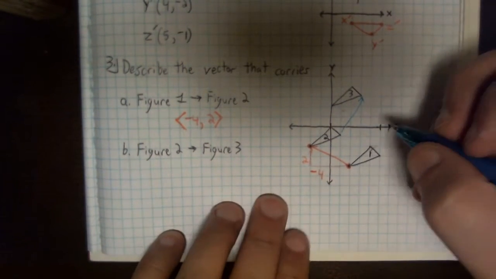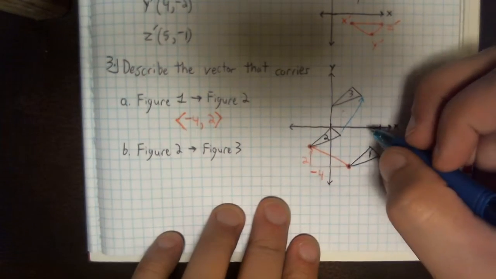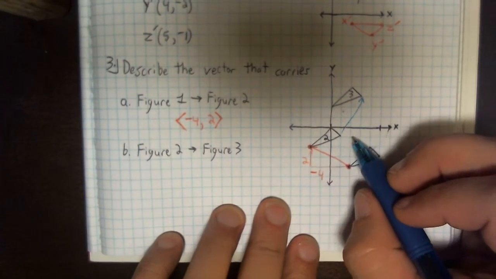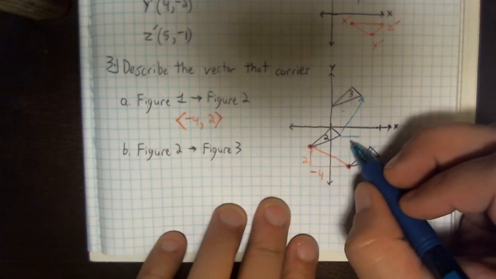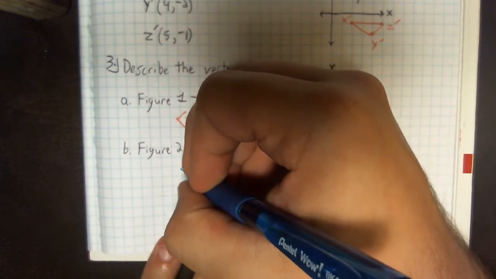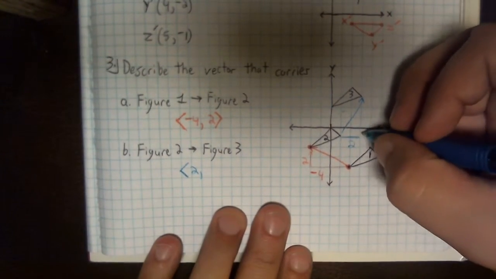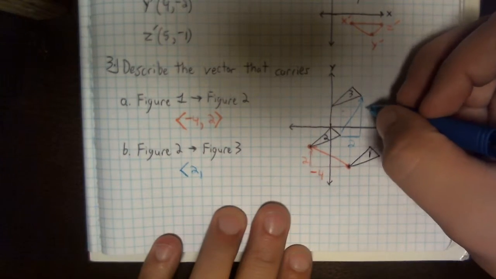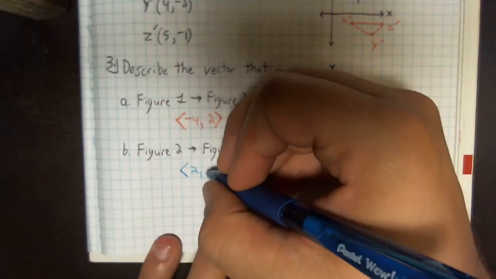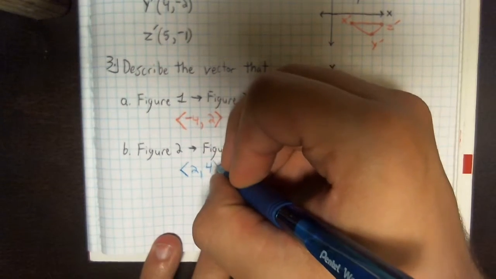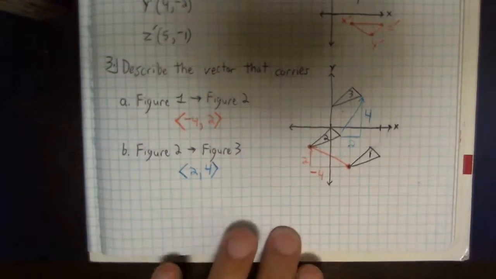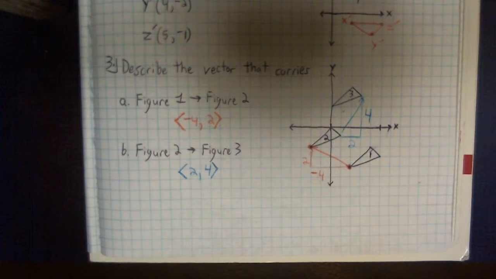Well, again, I'm going to list my x direction first. So which way did I move, left or right? I moved 1, 2 in the positive x direction. So that's my coordinate for my vector. And then I moved 1, 2, 3, 4 in the positive y direction. So it's going to be positive 4 for my y coordinate. And that's it. That's how we describe a vector. That's how we move along vectors. That's how we describe what a vector looks like by looking at an image.